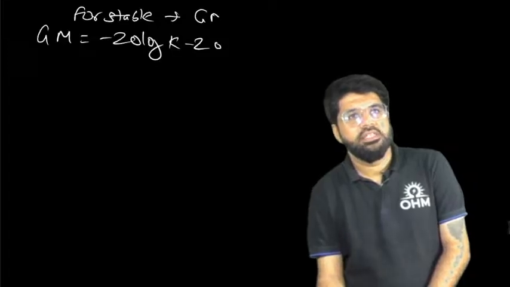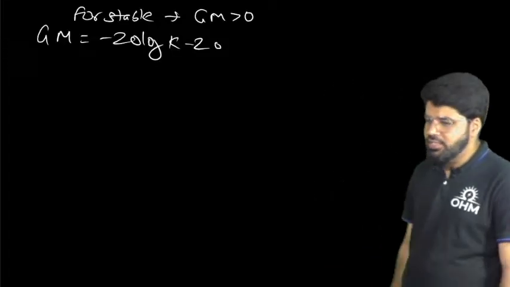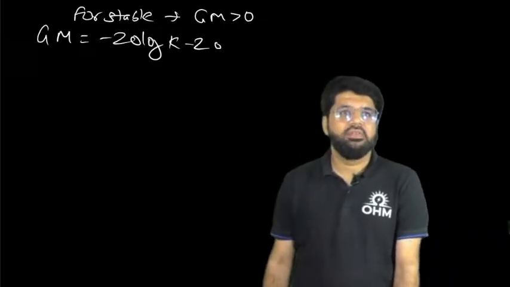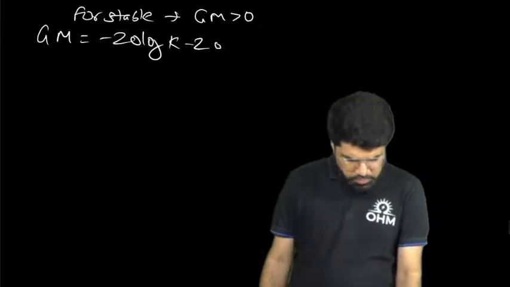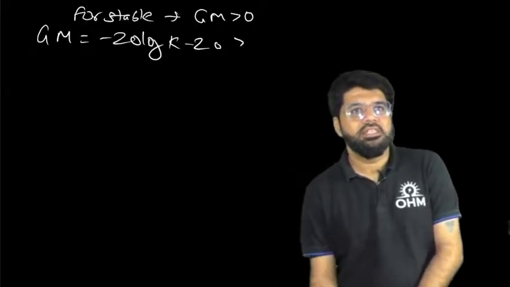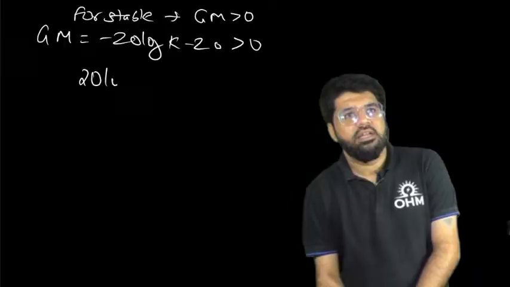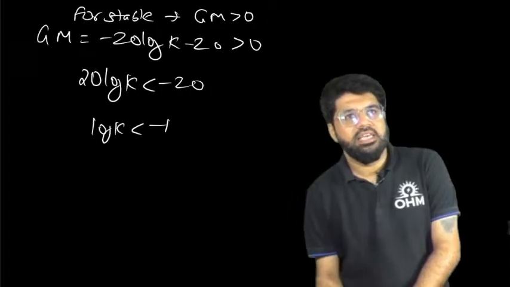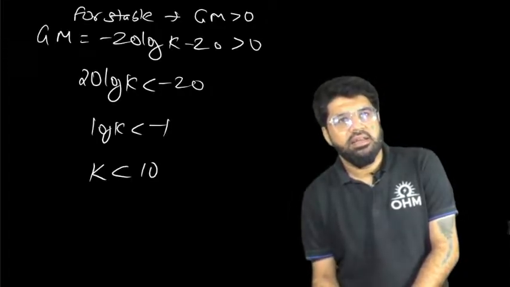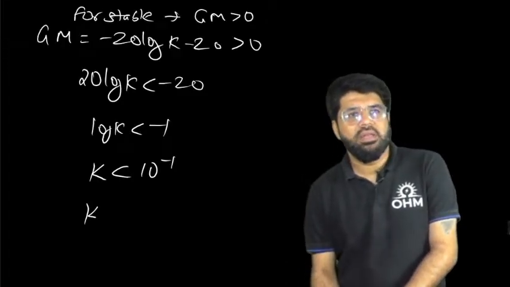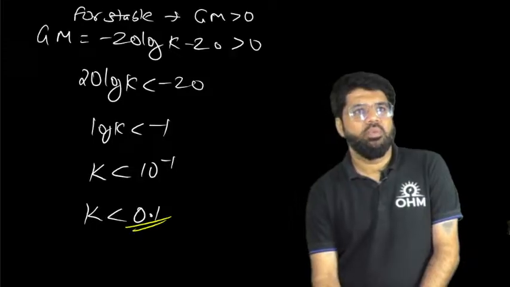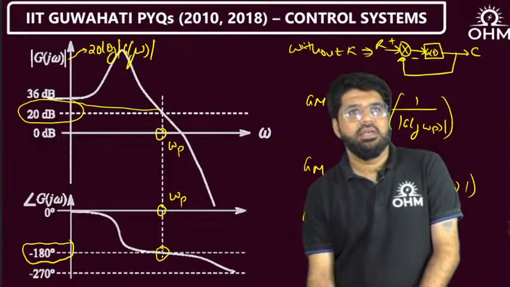The system is stable if the gain margin is greater than 0 dB. In terms of decibel, it has to be positive. So this minus 20 log k minus 20 is positive, or you can say that 20 log k is less than minus 20. If you cancel, log k is less than minus 1, so k is less than 10 power minus 1, that is k is less than 0.1. Hence the value of k naught is 0.1.